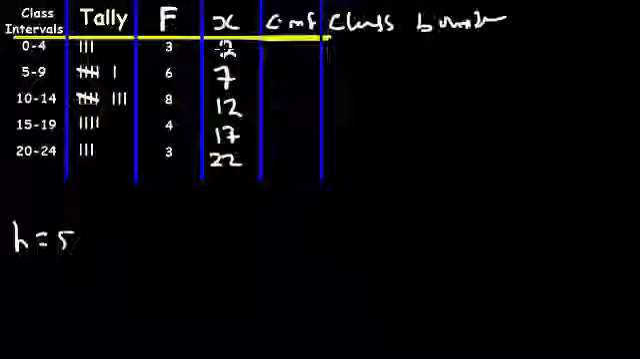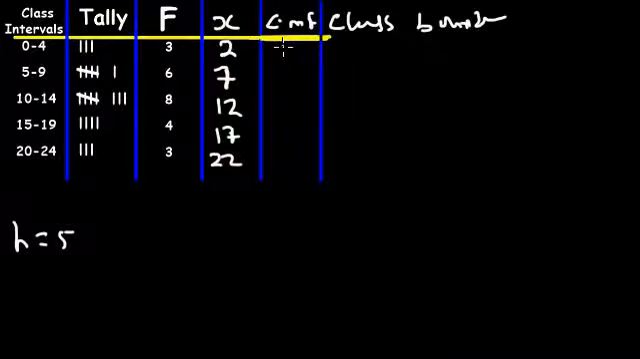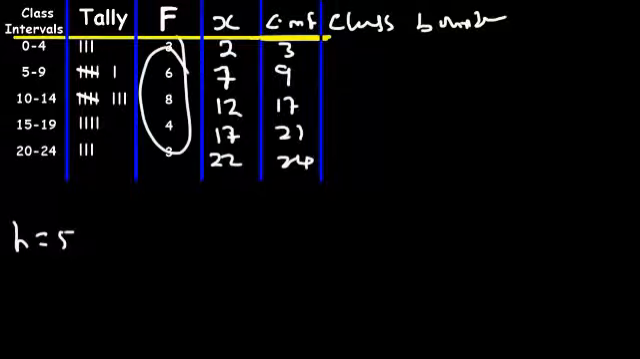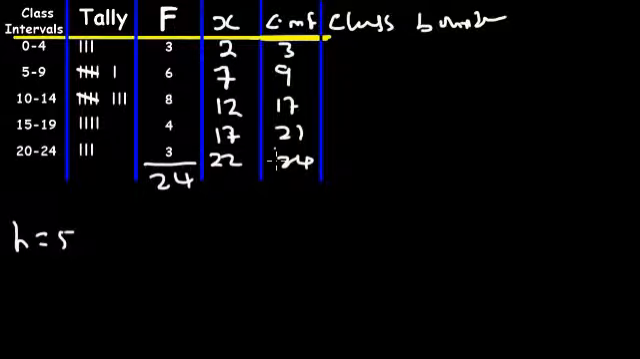The cumulative frequency value for the first class interval is its frequency. Now for the next one, you add the next frequency to it. 3 plus 6 is 9. 9 plus 8 gives us 17. 17 plus 4 is 21. 21 plus 3 is 24. The last class interval has its cumulative frequency equal to the sum of the frequencies. If you add all these frequencies together, you will end up having 24. So that's one way in which you can confirm if your cumulative frequency has been done properly or not.